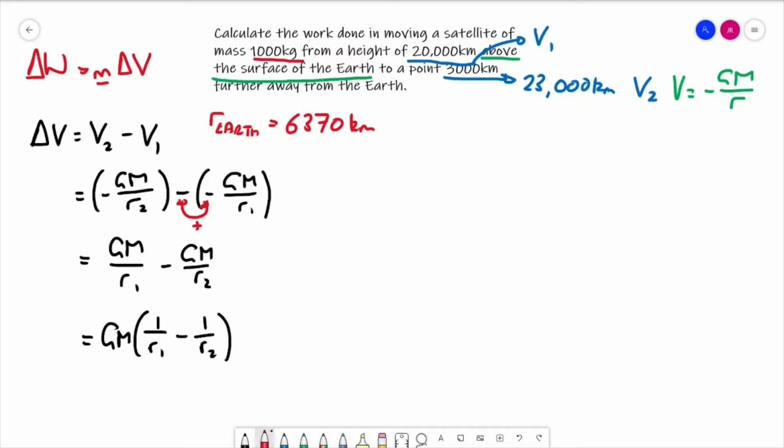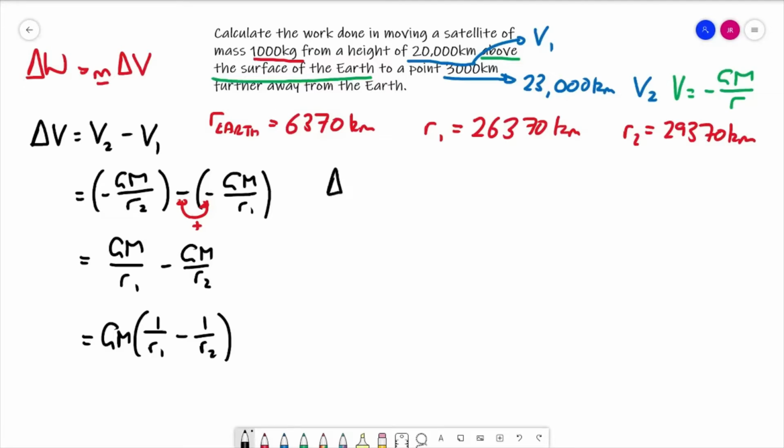Therefore, if you have a look at our different R's that we're trying to plug in here, R1 is 20,000 kilometres above the surface of the Earth. So R1 will therefore be 26,370 kilometres, and R2 is 3,000 kilometres further away and will give us 29,370 kilometres.